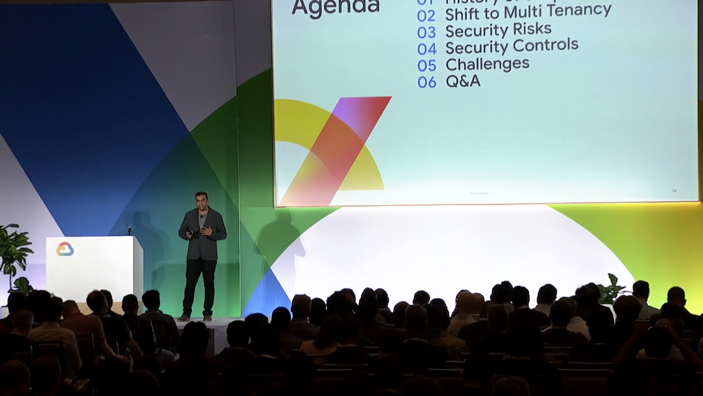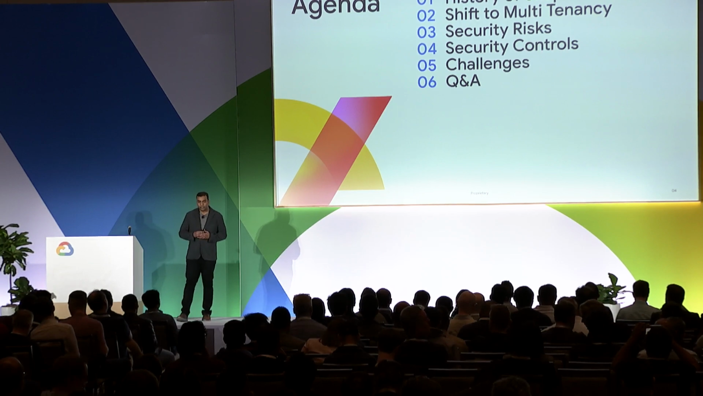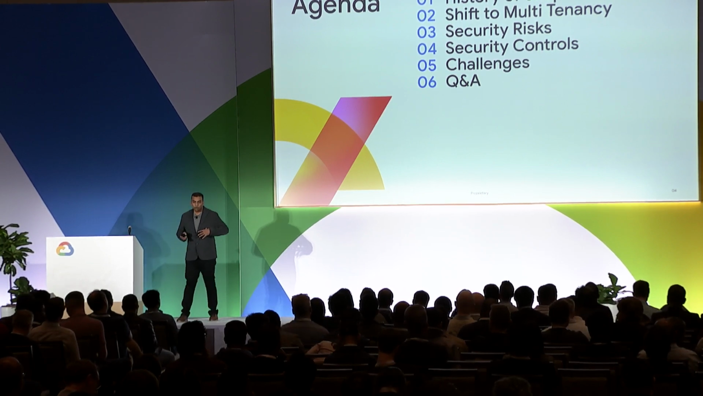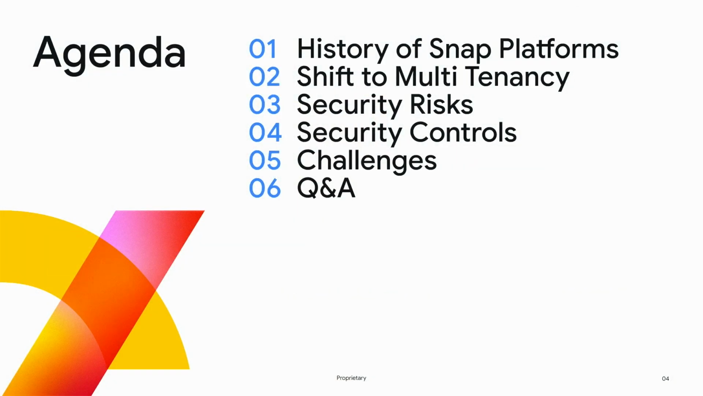Okay, so what we have for today. We'll briefly walk through the evolution of Snap's backend platform over time. We'll cover why certain design decisions were made before and why those decisions led us to considering multi-tenancy. Then we'll talk about how the new design changed our existing security boundary and introduced new security risk. And next, we'll talk about the security controls to mitigate against those risks. And as we all know, every project goes through challenges, and we had ours too. So we'll share some of the organizational as well as technical challenges that we faced. And we'll have time at the end for Q&A, so please be ready with your questions.